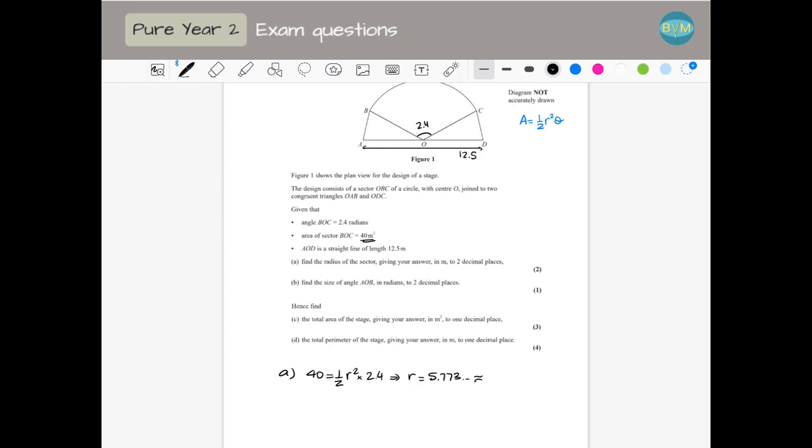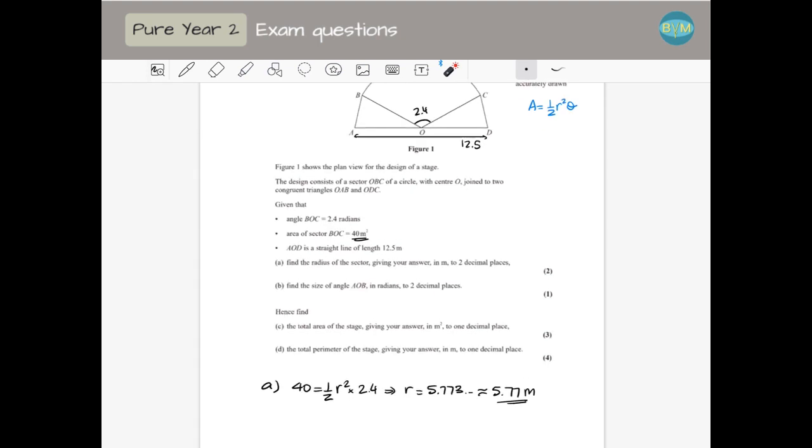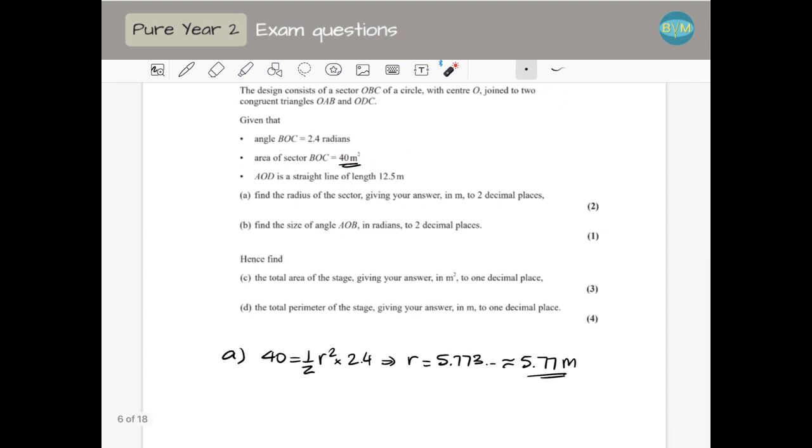So this is going to be 5.77 meters. Remember to write units when you have them in the question, yeah?